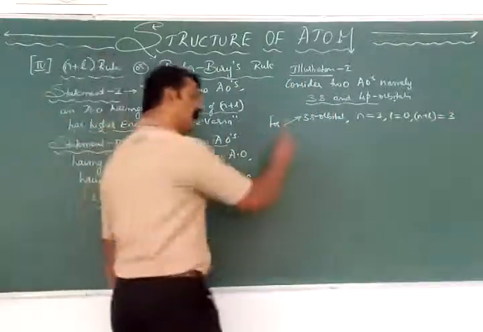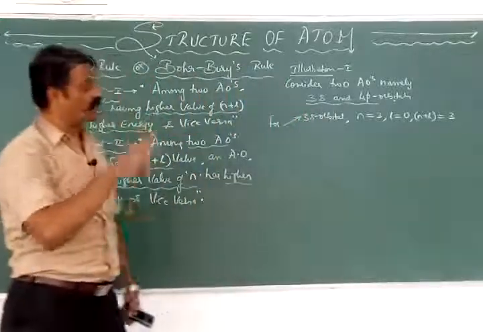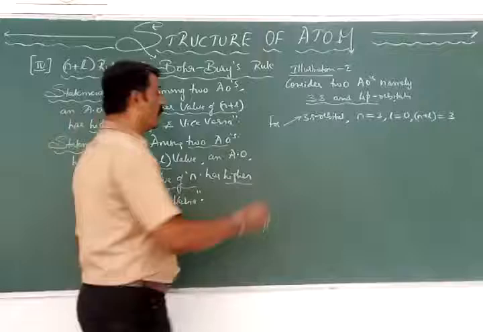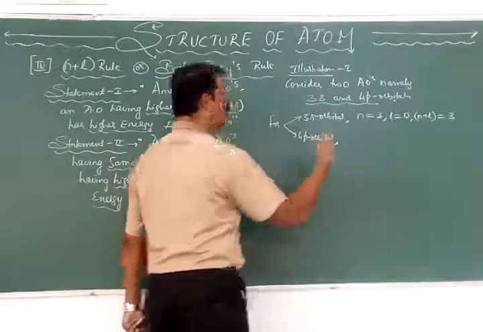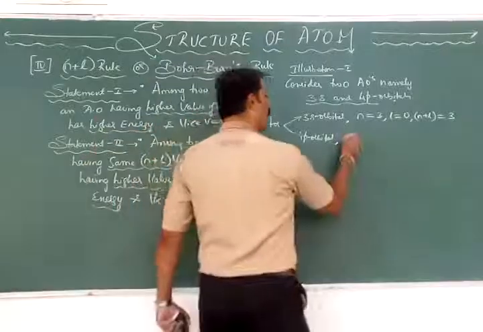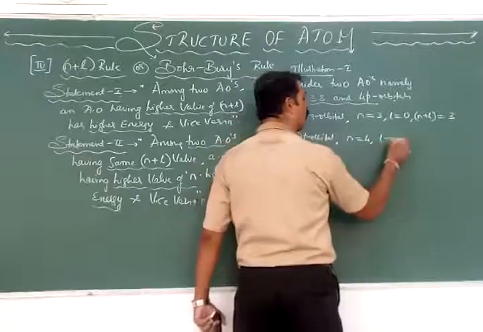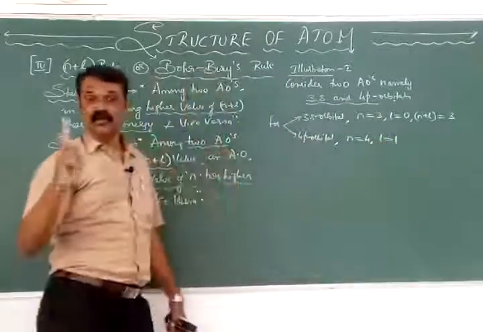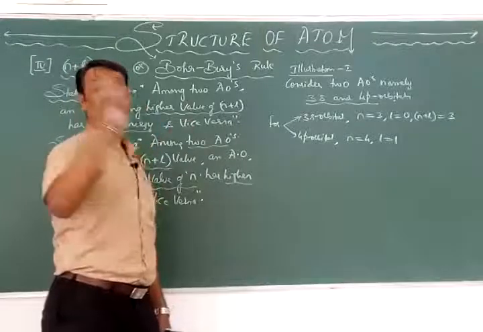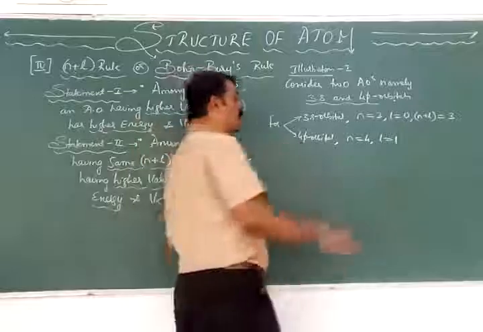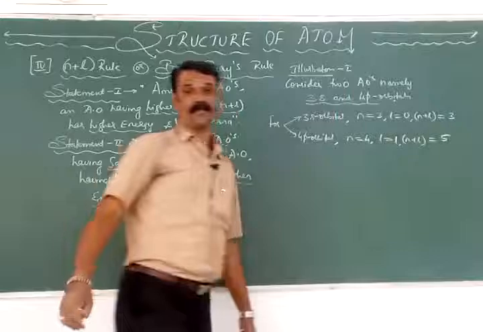For the 4p orbital, N is equal to 4, as it is the fourth orbit. L is equal to 0 for s subshell, L is equal to 1 for p subshell, L is equal to 2 for d subshell, and L is equal to 3 for f subshell. As it is a p subshell, L is equal to 1, therefore N plus L is equal to 5.